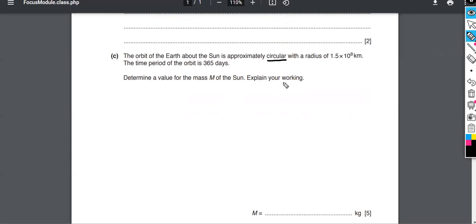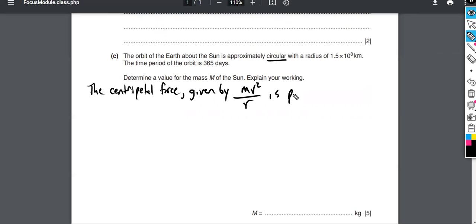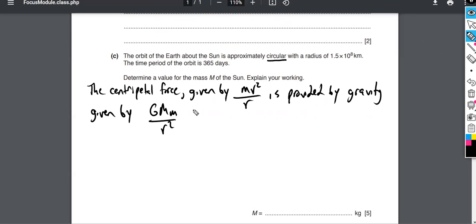In order for something to move in a circle, a centripetal force is required to do that. And so the centripetal force, given by mv squared over r, is provided by gravity, given by GMm over r squared, as we've already talked about. So we can set these two equal to each other.